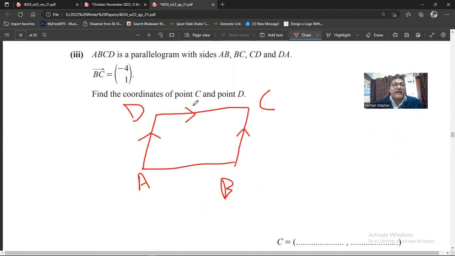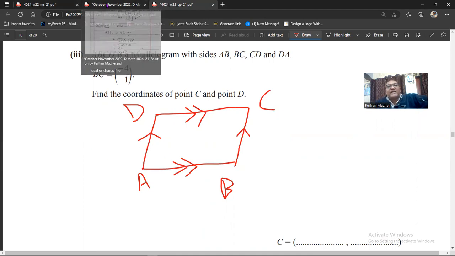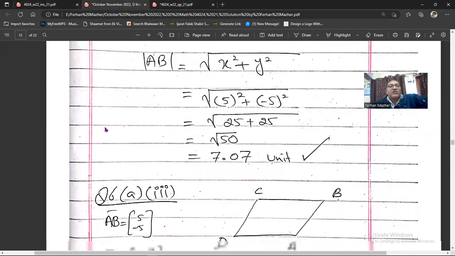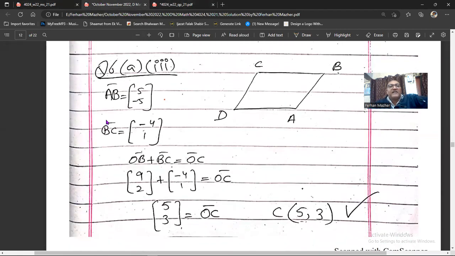I also know AB and DC will both be the same vectors because they are parallel to each other and equal in length. So their vectors will also be the same. That's the basic concept. From here, I can very easily find the coordinates of C and D.